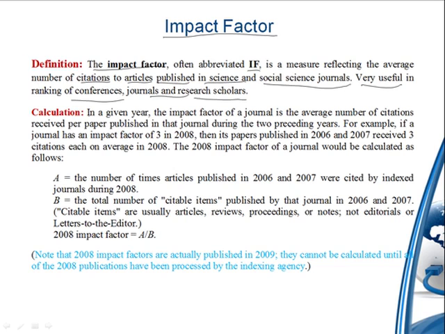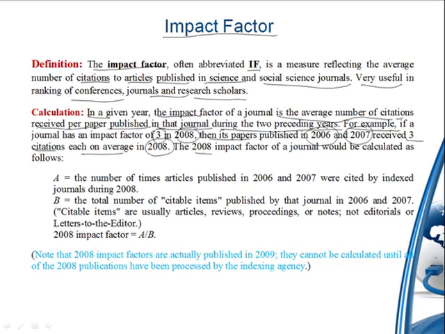Calculation: in a given year, the impact factor of a journal is the average number of citations received per paper published in that journal during the 2 preceding years. For example, if a journal has an impact factor of 3 in 2008, then its papers published in 2006 and 2007 received 3 citations each on average in 2008.